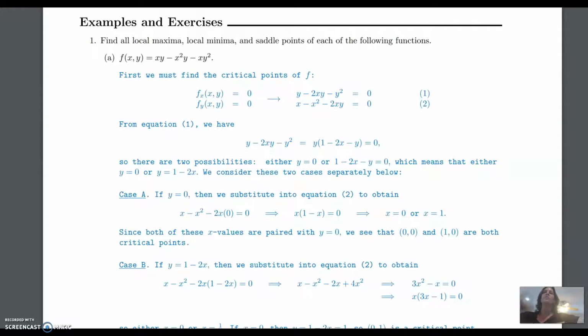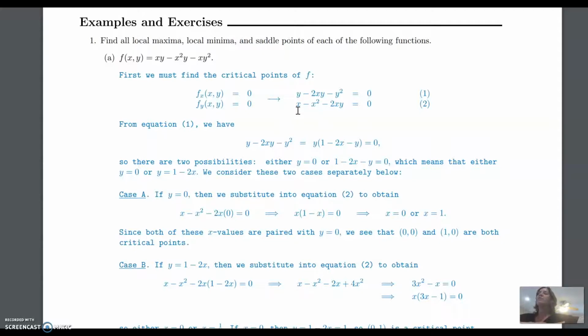So here's another review of finding a local maximum, local minimum, and saddle points. Your first step is to find the critical points. That would be setting the gradient equal to 0. For the gradient to be 0, you set the partials to 0. So first we find the partial with respect to x, which is y minus 2xy minus y squared, and the partial with respect to y, x minus x squared minus 2xy, equals 0.